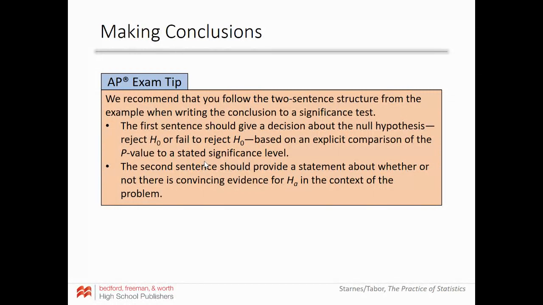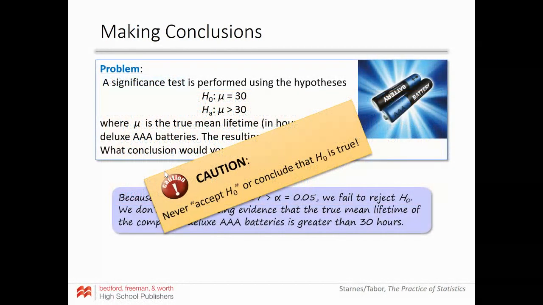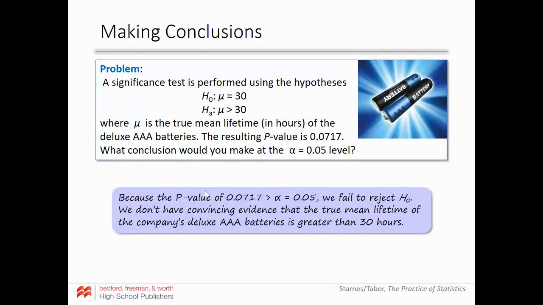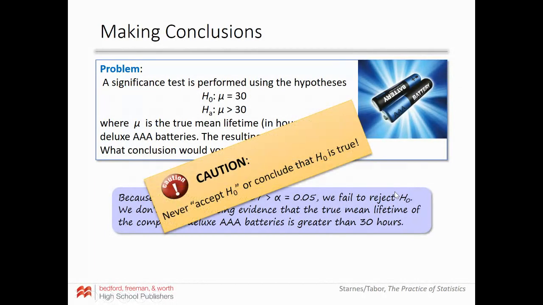So AP in our book kind of recommends these two sentence structures for when you're trying to determine the significance test and writing your conclusion. So first, you should give a decision about the null hypothesis. Either you reject or you fail to reject based on the explicit comparison of the p-value. So if we look at the statement we wrote, because p-value is greater than alpha, so that's our comparison, we fail to reject. That's the first statement.